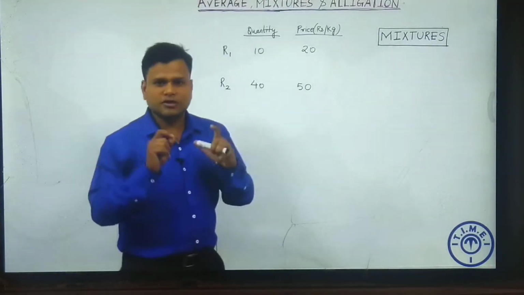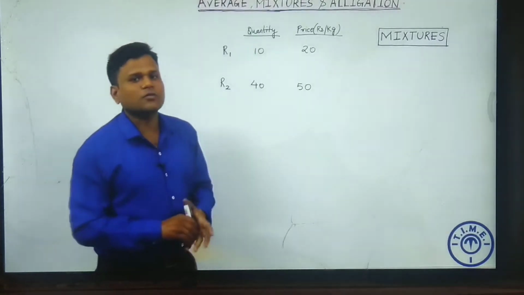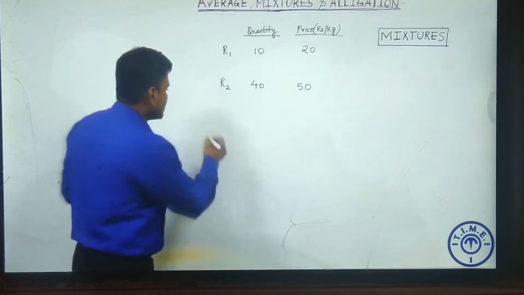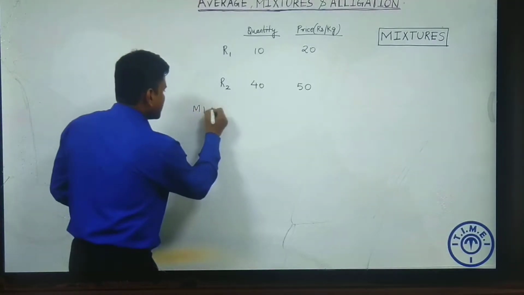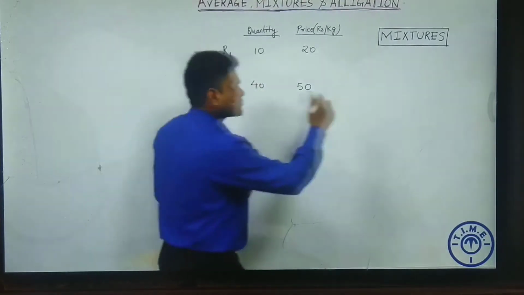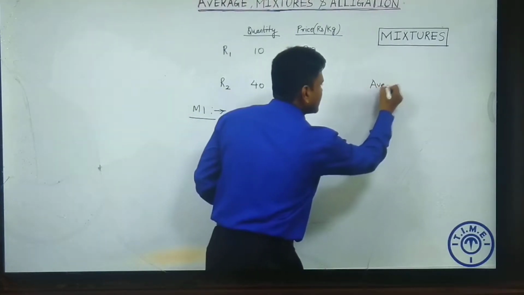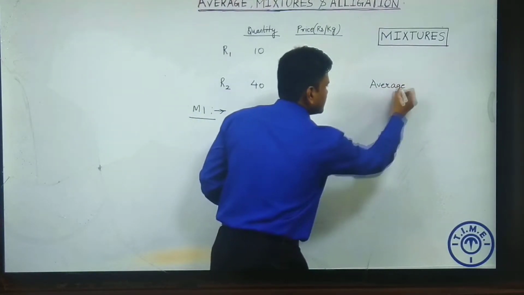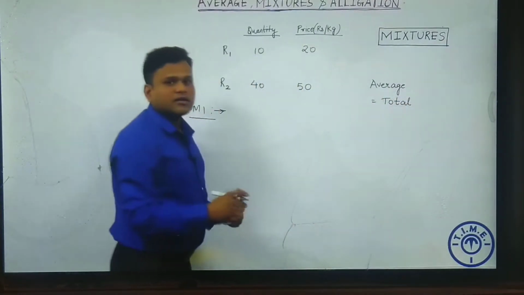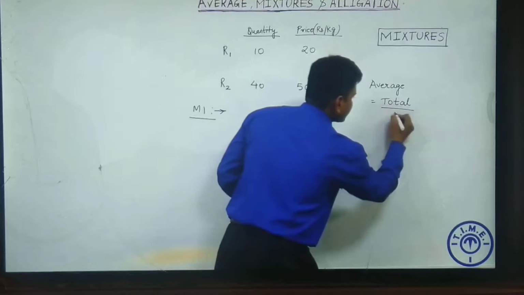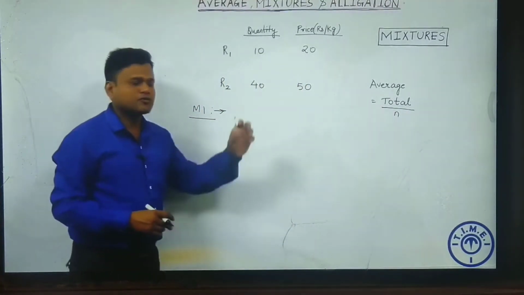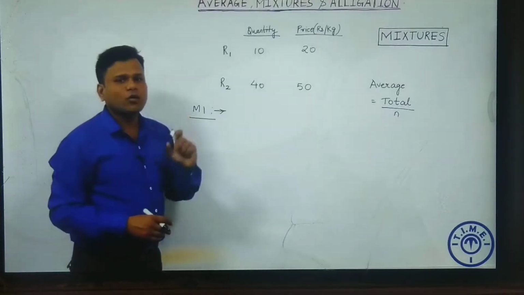How much more? To get to the exact value, we can apply any of the plenty of different methods which are there. Method number 1, let's call it M1. To find out the average price, again back to the basic idea. Average, we know, is equal to total divided by number of items, or depends on what exactly we are talking about. It could be the number of items or it could be the quantity.